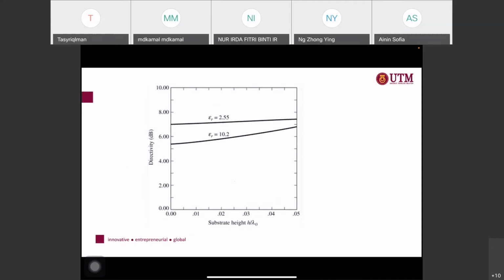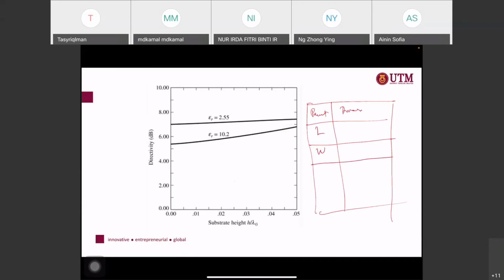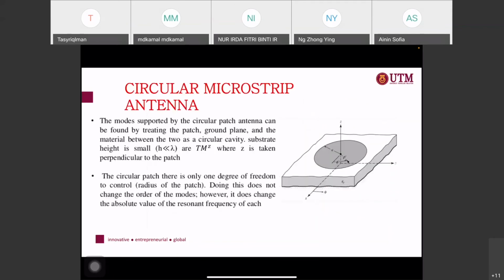Okay, so as a conclusion for microstrip here, you can put here the microstrip parameters. Okay, the dimensions here: L, W. You can find the directivity, theta E, theta H. So you can find all these values for your microstrip antenna.